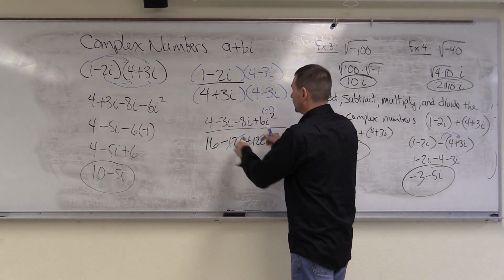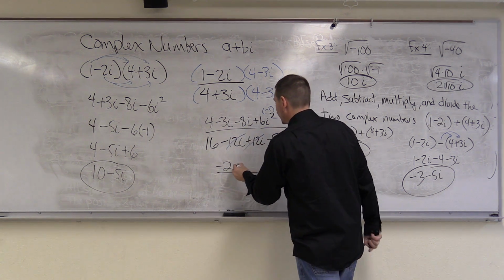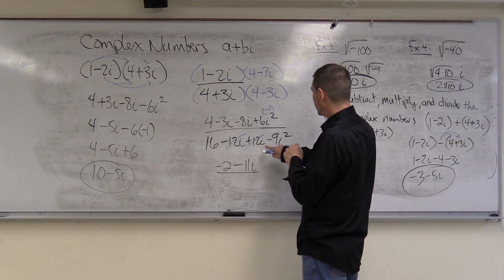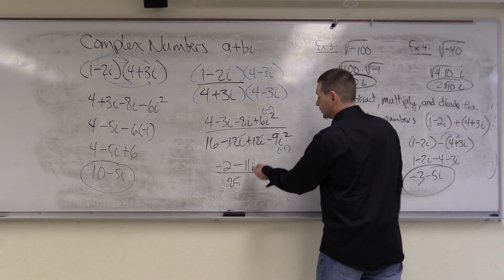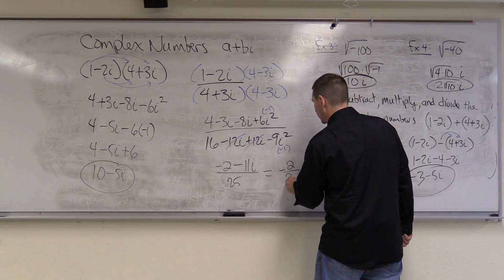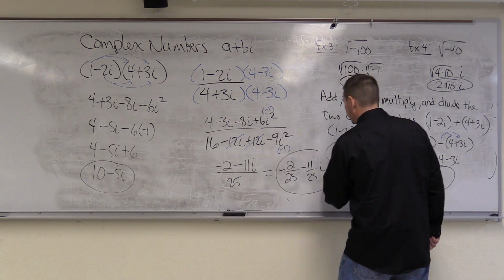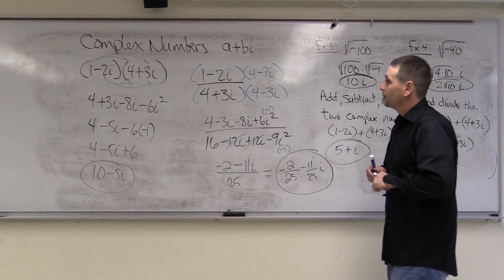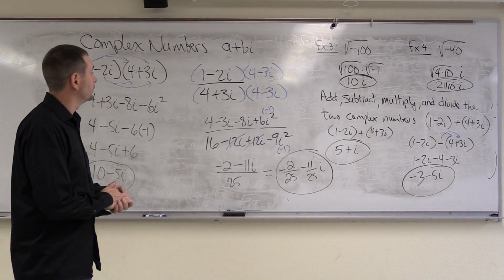So when I have 4 minus 6, I should end up with -2. Minus 3i minus 8i is going to be minus 11i. On the bottom, I have 16 plus 9, so it's 25. If I wanted to write that in standard form, I could just individually divide that into each. If there was any reducing to do, you would do so. But I should have negative 2 over 25 minus 11 over 25 i. That's writing it in a plus bi form, and it's in standard form. So that's the end of this material on complex numbers, and that's it.